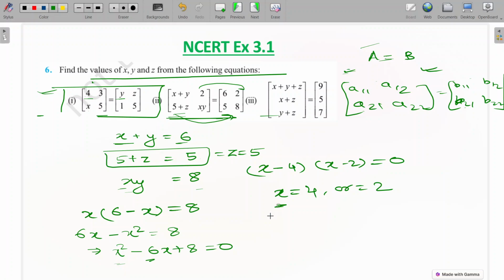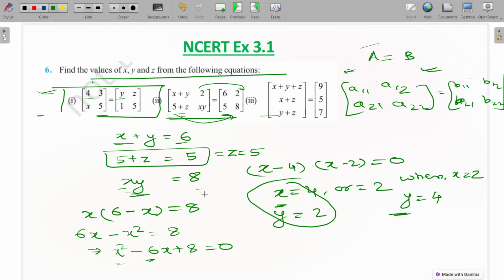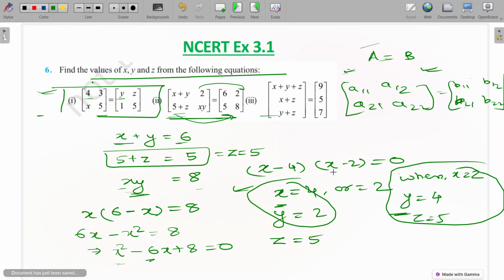If x is equal to 4, then y will be equal to 2, or when x is equal to 2, y can be 4, because xy is equal to 8. From here we can take out the value of y. So these can be the possible solutions, where z in any case will be 5. This will be one combination, or this will be the other combination, with z equal to 5. You can write it like this. Now let's move to the third part.